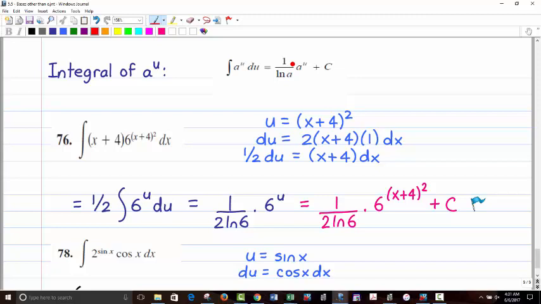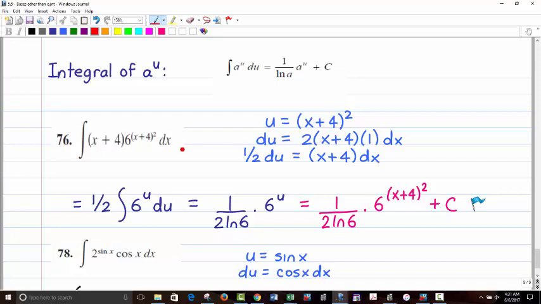All right, so we just have to have the 1 over ln of a in there. Here our base is 6 instead of e, so we'll have an ln of 6. If u equals x plus 4 squared, take the derivative, bring the 2 down, that becomes exponent 1. I wrote that 1 there to show you that I did not forget about the chain rule. I was thinking about the derivative of the inside.